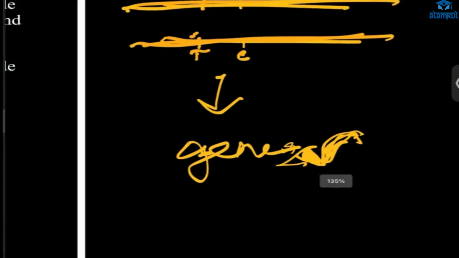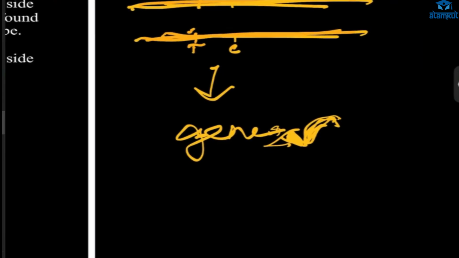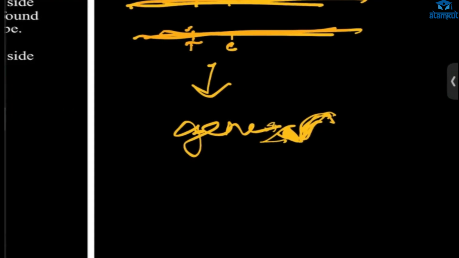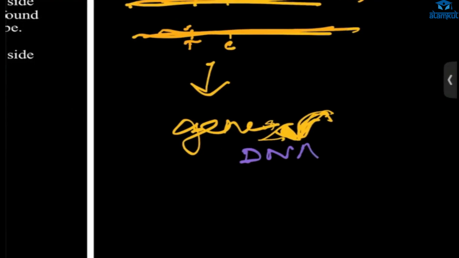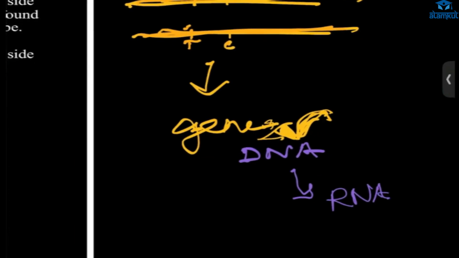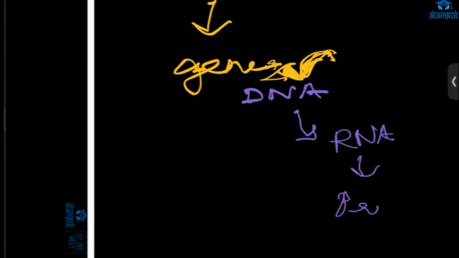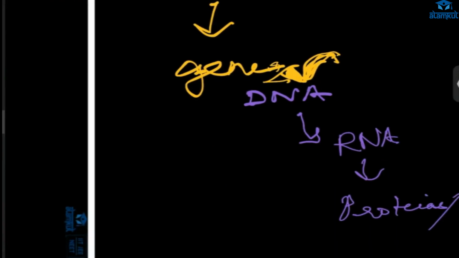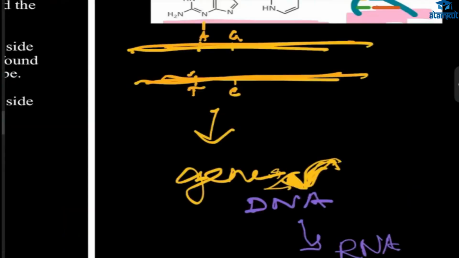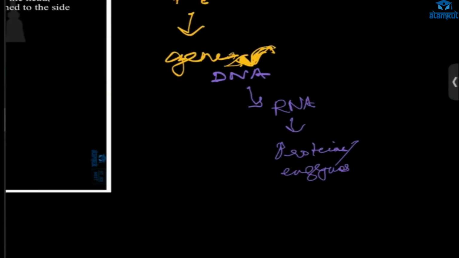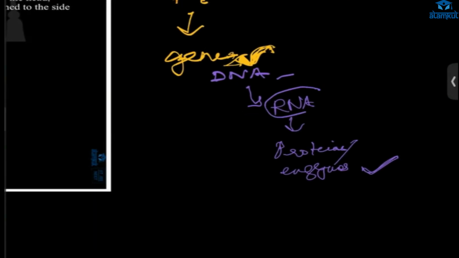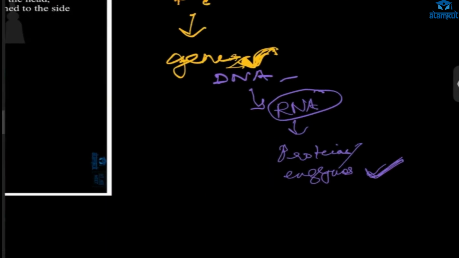Yes, ma'am. Okay, now the functional part is gene. I told you, and this is made up of what? DNA. And from DNA, what is made? RNA. And from RNA, what is made? Protein, or enzymes. Yes. So protein, all this do all the work. Got it? So any variation in DNA will affect gene. Any variation in the RNA will affect enzymes.